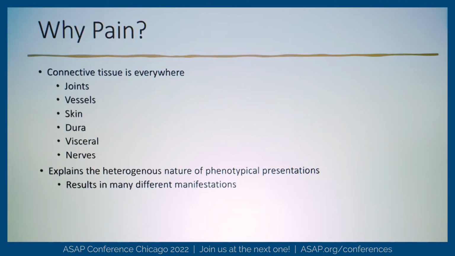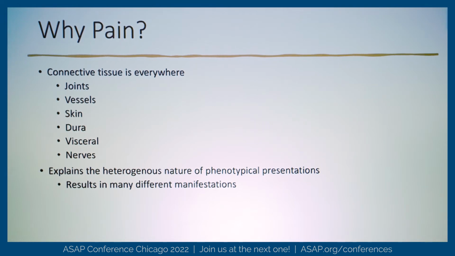So why pain? Well, connective tissue is everywhere. It's in our joints, obviously. It lines our vessel walls. It's part of our skin. The dura actually is known to contain mostly fibrous tissue. And as you know, the dura helps to protect the intracranial structures, and it's a very important anatomic spot for CSF turnover. The connective tissue holds our viscera in places where it should be.